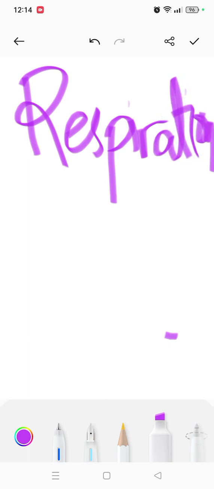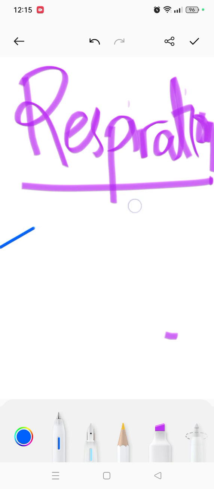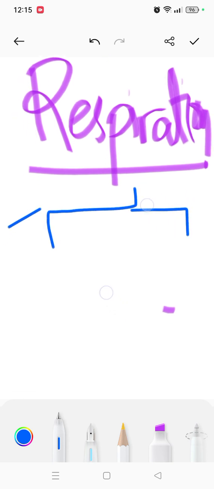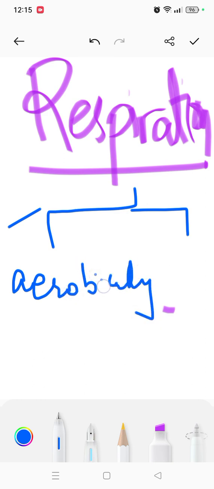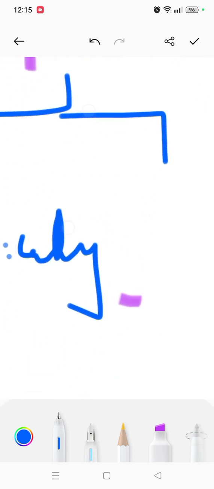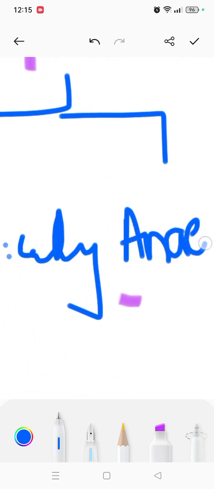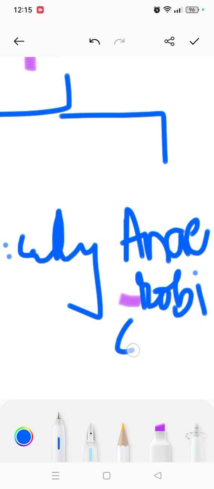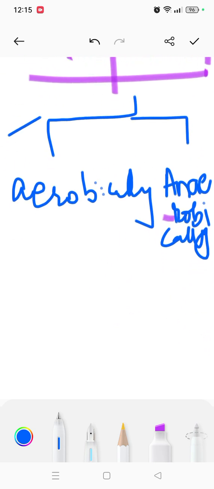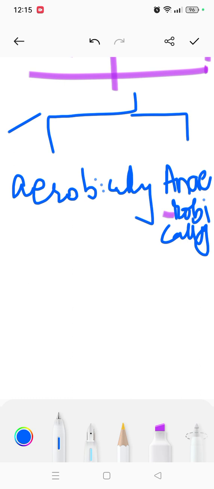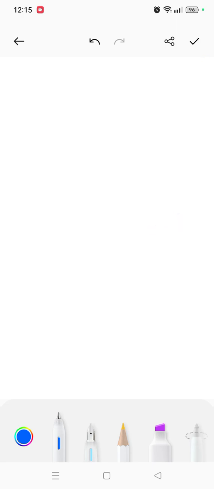I'm just going to give you an overview of cellular respiration. Every cell requires energy to do its entire functions, right? So cellular respiration takes place aerobically and anaerobically. After that, the entire discussion would be about these. What are these two? What's the difference?